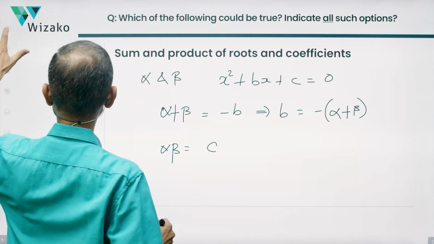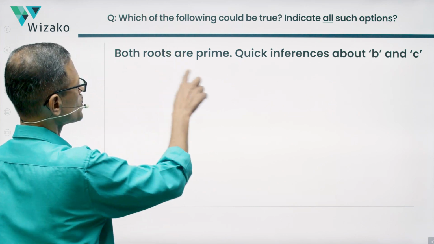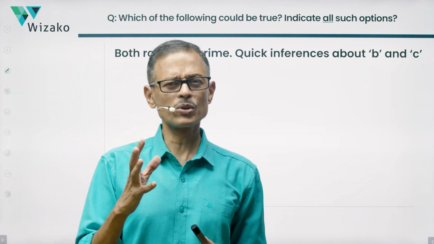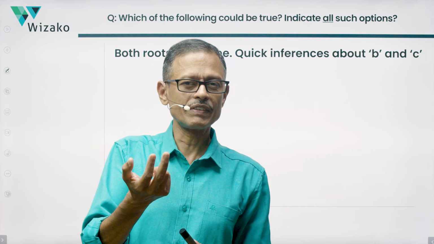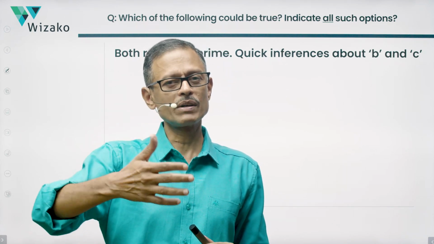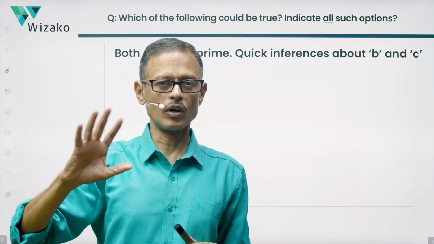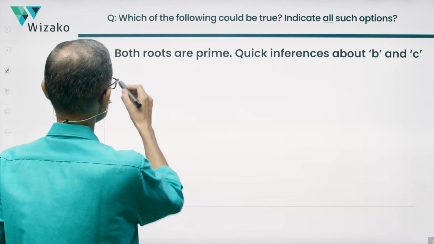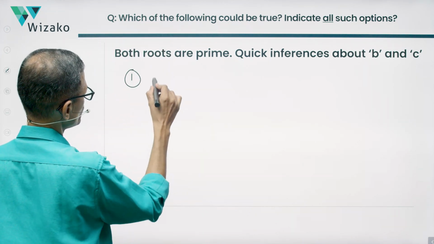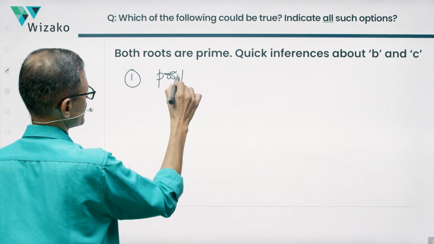Right. Now, let's get some more inference in place. Both the roots are prime numbers. The smallest prime number that we have is 2. The rest of the prime numbers, 3, 5, 7, and so on and so forth. So all of these are first and foremost positive integers. So both the roots are positive integers.